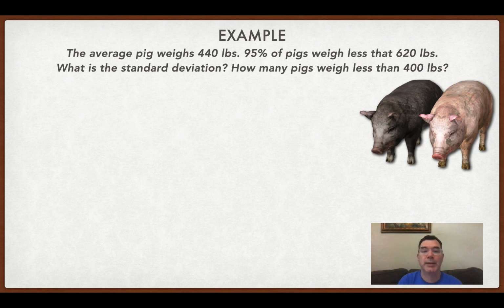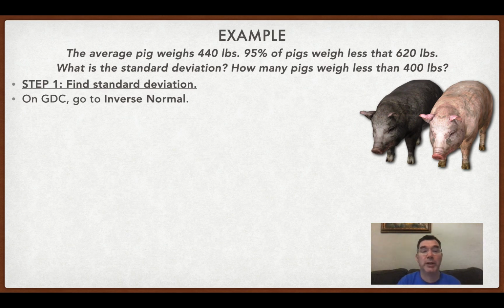So here's an example. Let's say I know the average pig weighs 440 pounds and that 95% of pigs weigh less than 620 pounds. What would the standard deviation be? And how many pigs weigh less than 400 pounds. So the first thing I need to do is find the standard deviation.